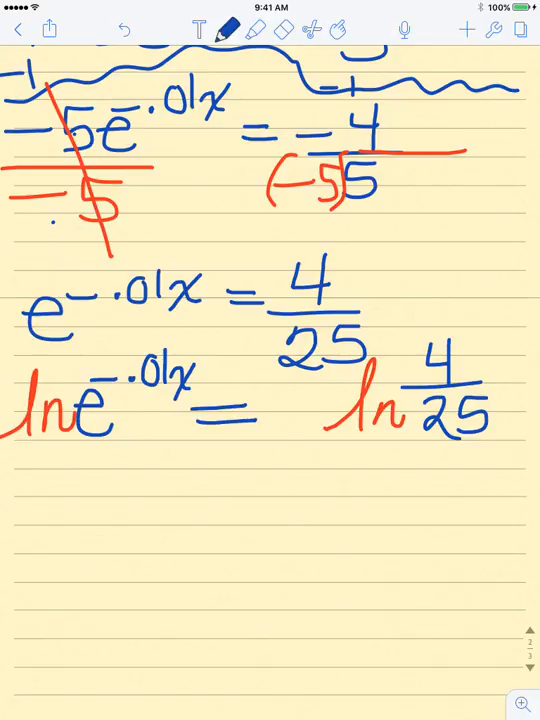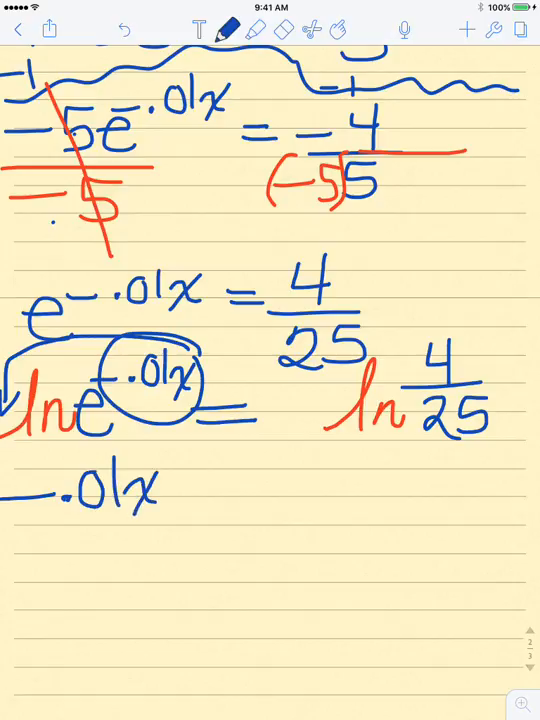Okay, so the natural log of e is just 1. And remember, the properties of logarithms is that the exponent is also a constant. So if I decide to bring that down, the natural log of e is 1. So they cancel each other out. And it's just a 1, so we don't have to write it. So negative 0.01x equals the natural log of 4 over 25.